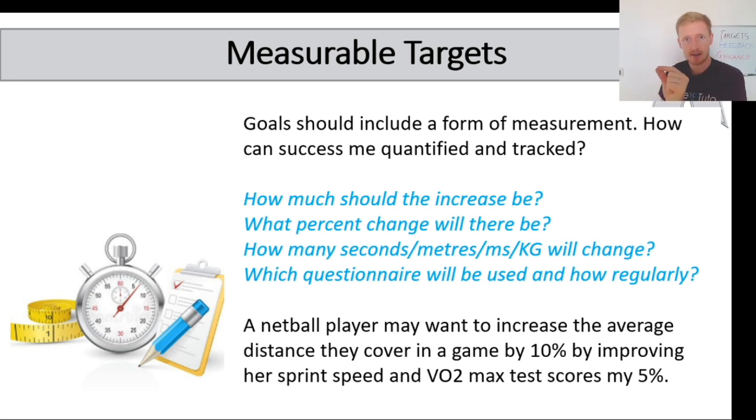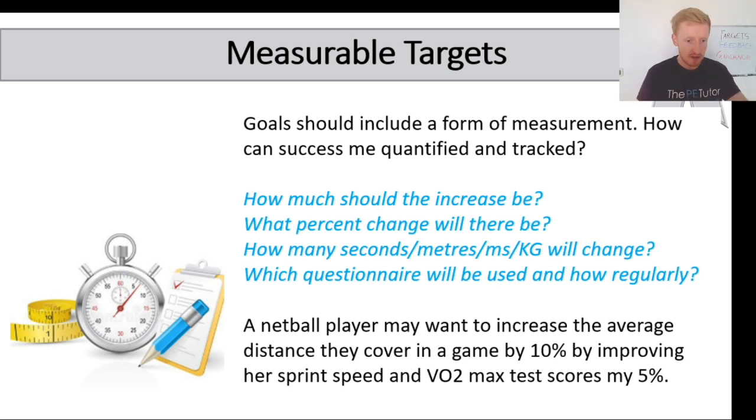And then linking to specificity, you can be really specific about how much progress you want to see by a certain date. So that example there, a netball player. Yes, they want to improve their fitness on court, very general. But they might choose to increase the average distance that they cover in a game, and they can measure that using GPS tracking or a step counter perhaps. Well, how do they want to do that? Well, they want to increase their VO2 max test score and their sprint speed score by 5% each.